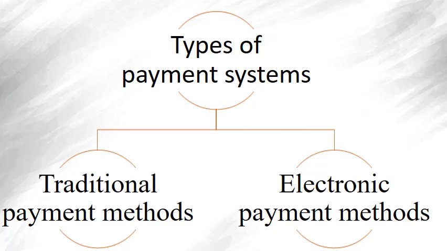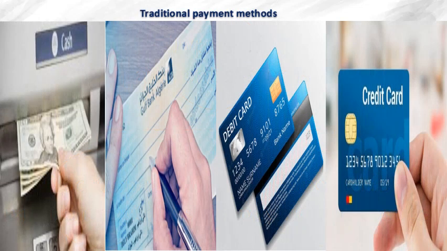Payment methods are divided into two types. The first type is traditional payment methods, and the second type is electronic payment methods. For traditional payment methods, we will talk about cash, checks, debit, and credit card.